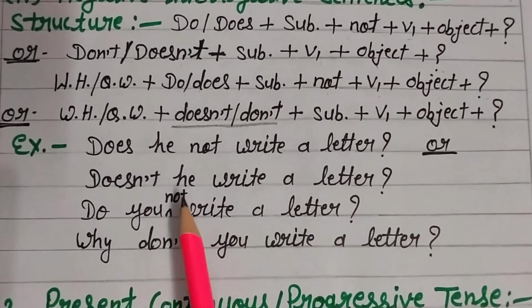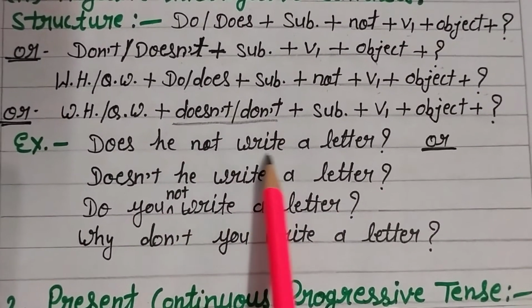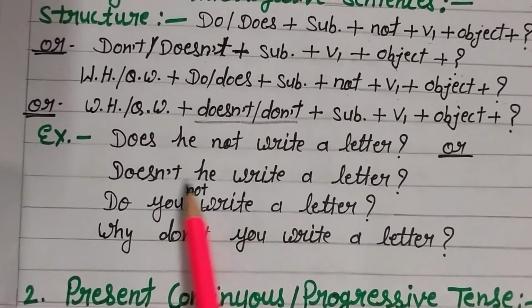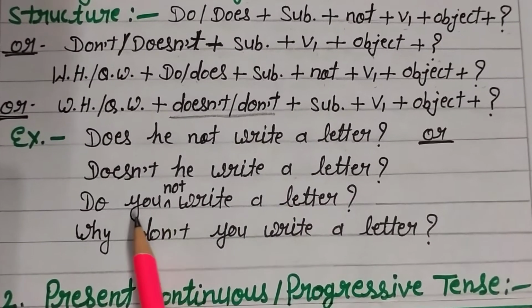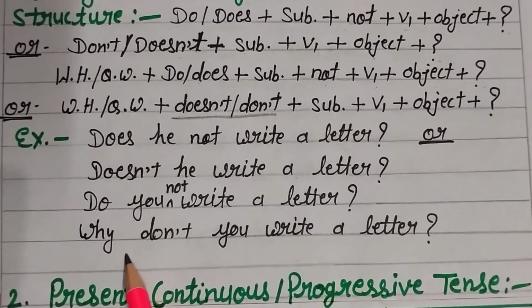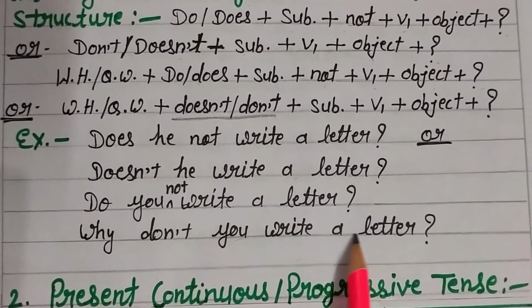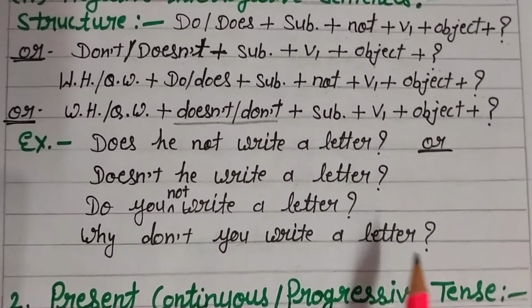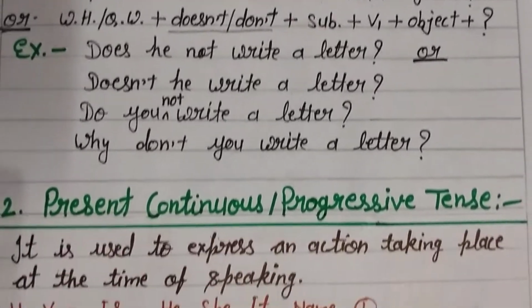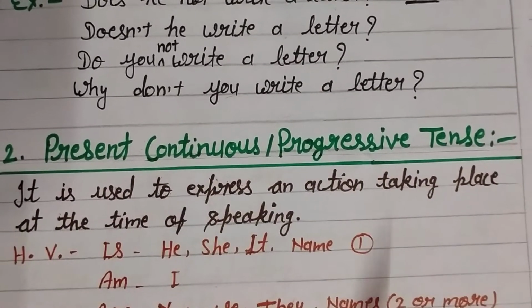So see some examples. Does he not write a letter, or doesn't he write a letter? Do you not write a letter? Why don't you write a letter? I hope you understand. And now the next tense.